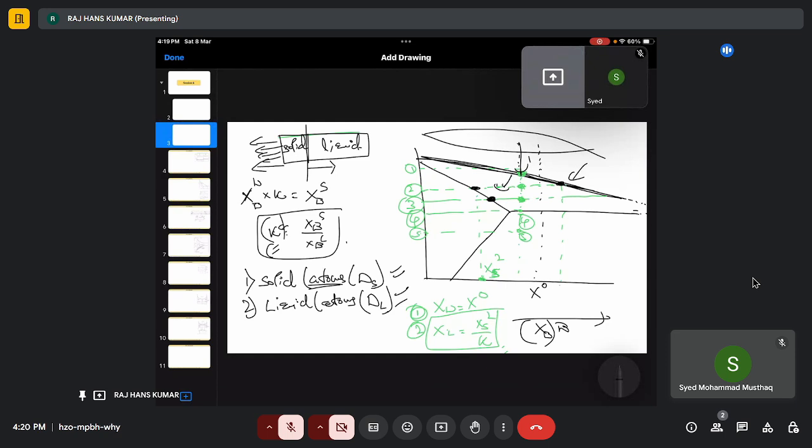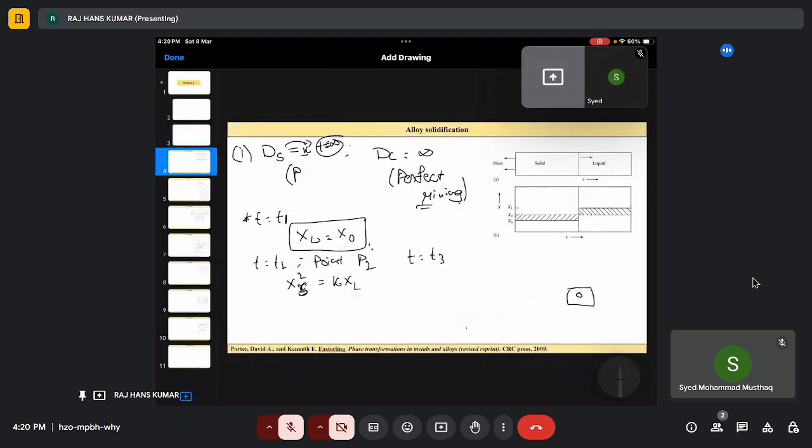And also the concentration of B in the liquid is increasing, so some part will be rejected, right? So first it forms excess XS2. That means some amount of solute is being rejected into the liquid. Then again, if the liquid solidifies, some amount will again be rejected.